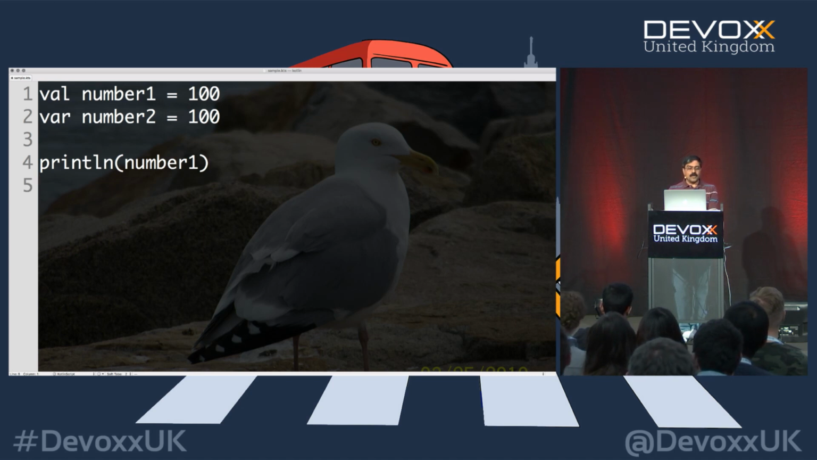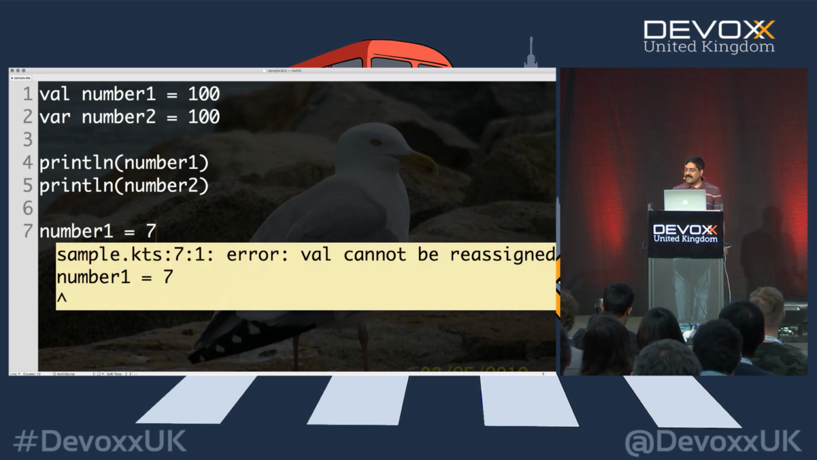So in this case, you will notice that I'm going to print out number2 as well. And you can see that both of the values are 100. However, if I try to modify number1 to, let's say, a value of 7, I'll get an error at compile time because it's a val, which is immutable. You cannot reassign to it, much like in Scala, for example.